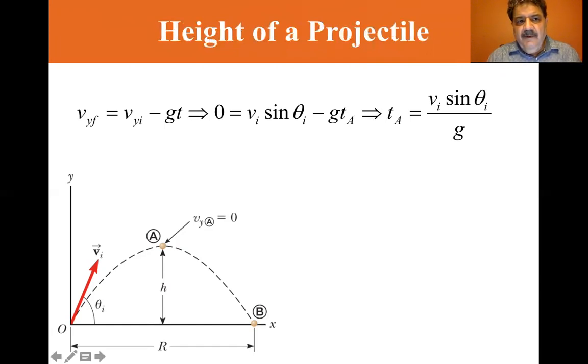The vy final is equal to vy initial minus gt. So the vy final is 0, and vy initial we get from vi sine theta, minus gt. If we solve for t, we get the time that it takes, and that's vi sine theta over g.